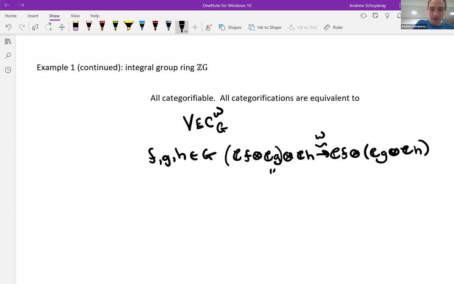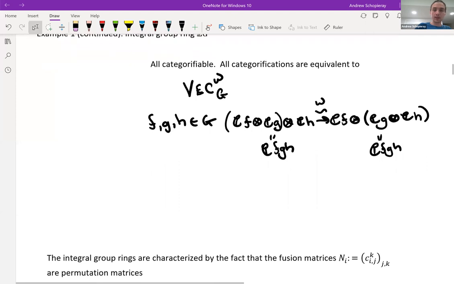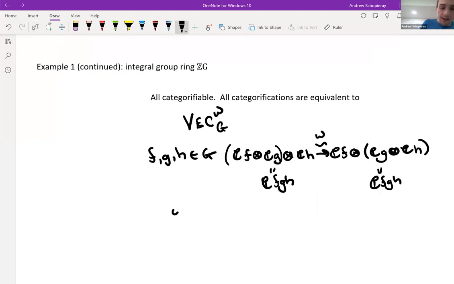This is just another one of our one-dimensional vector spaces. This is just our C_{FGH}, whatever element of our group that is, and exactly the same on this side. Since our group operation is associative, these are the exact same thing. So I'm looking for a map in between 2 simple objects in my category, and that's either 0 or it's going to be some non-zero scalar if this is actually an isomorphism. Okay. So the data of this omega can be thought of as a map. I take 3 elements of my group and I spit out this non-zero scalar that corresponds to this isomorphism.